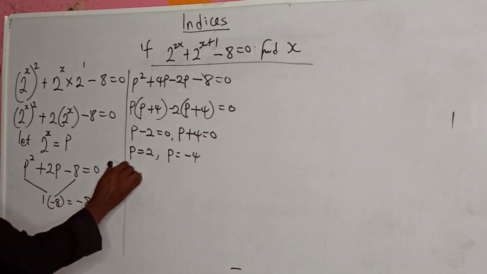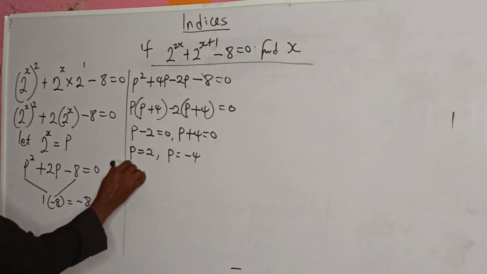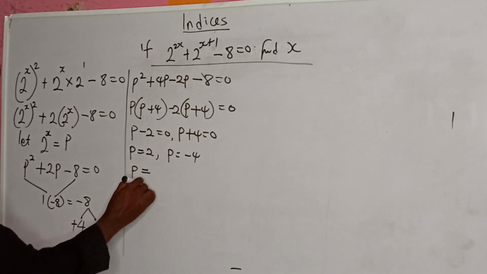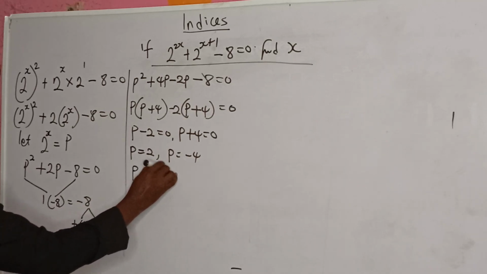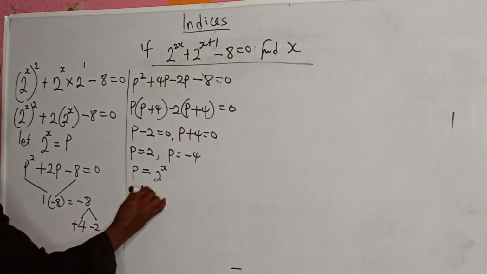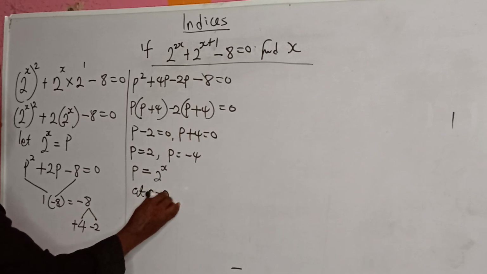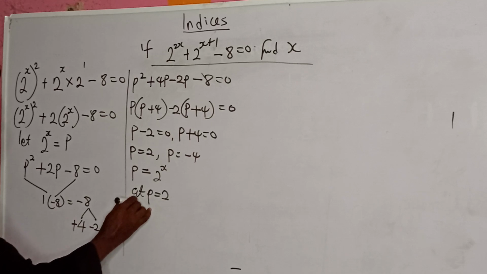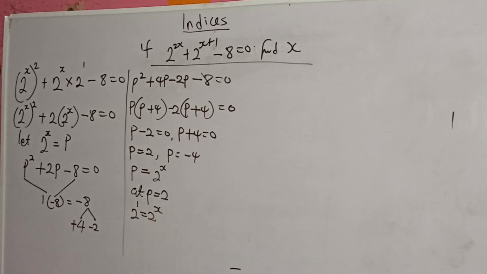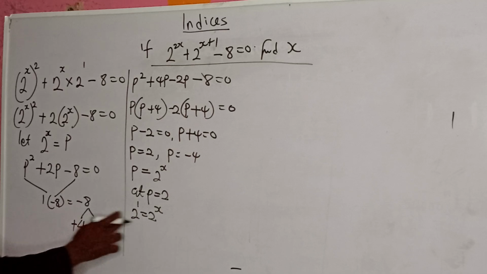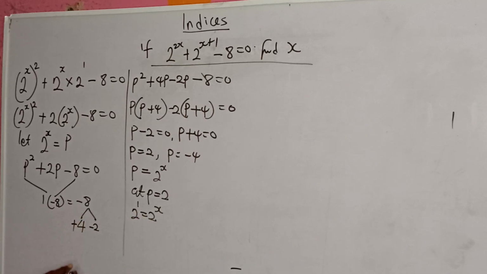Remember that we said initially that p is equals to 2 power x. So at p equals to 2, it will now give us 2 power 1 equals to 2 power x. Two of them are in the same base, and the sign connecting them is equals to, so the base will go. You equate the powers. So x will give us 1.